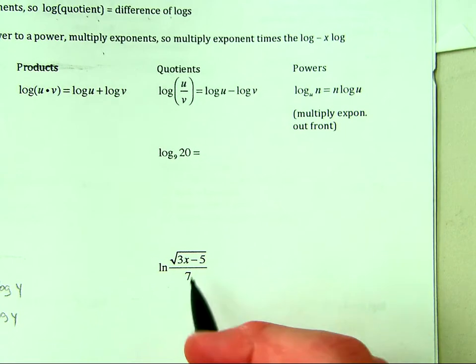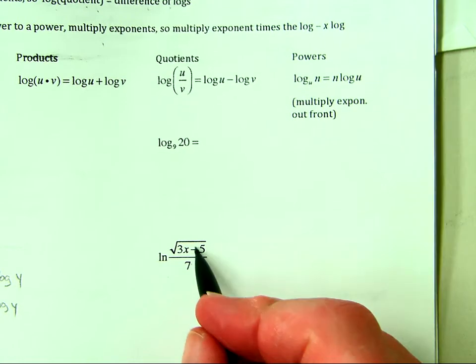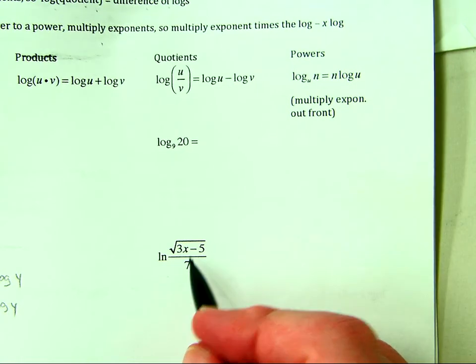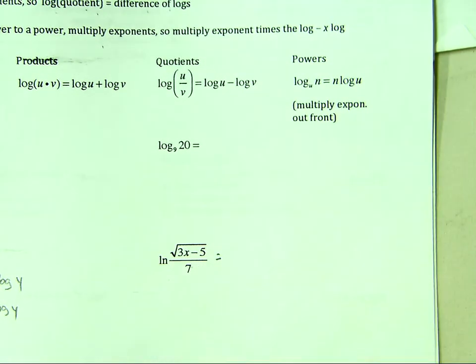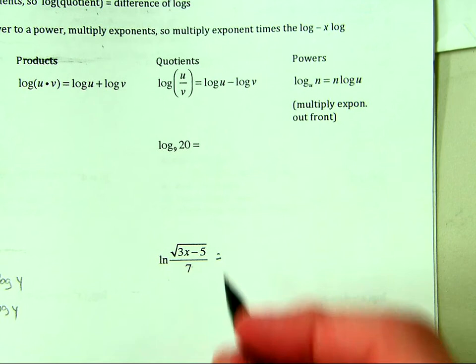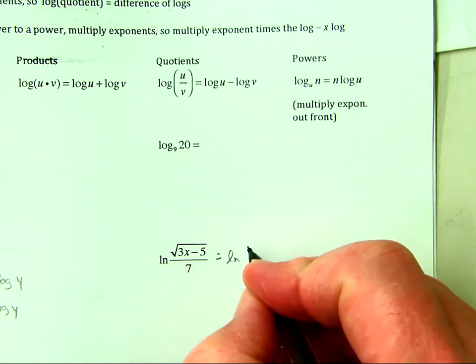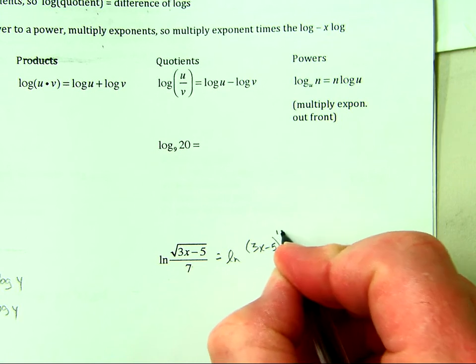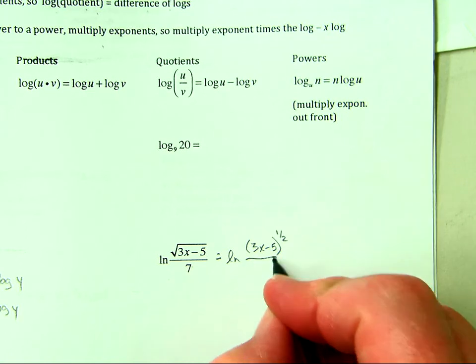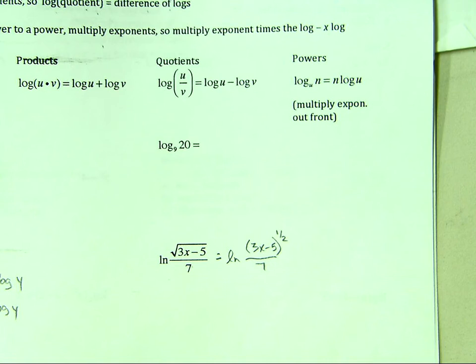This next one. Now first, notice it's a divide problem, so it's a quotient. Now first we have a square root. Let's write that square root as an exponent. So that'll be the natural log, so on top, that'll be 3x minus 5. If I use an exponent of 1/2, that's the same as the square root, so now it looks like that.